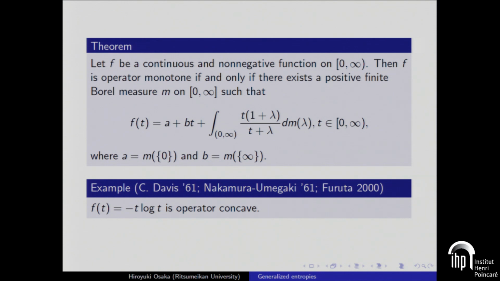This is a typical example of operator concavity. To prove this one is usually not so easy. There are several criteria for how to prove that an operator is concave. But fortunately, Furuta gives a very simple proof, not using a criterion, just showing it directly. The proof is very beautiful and simple, and only one or two pages.